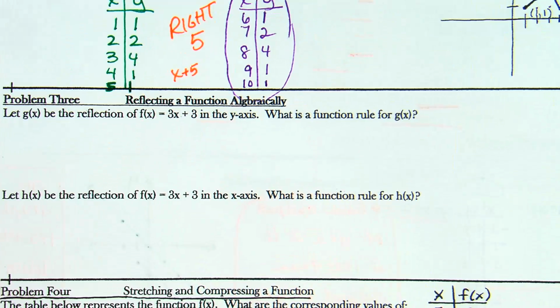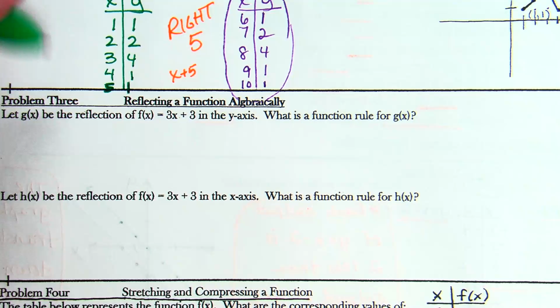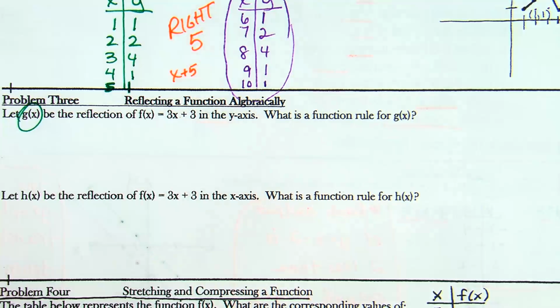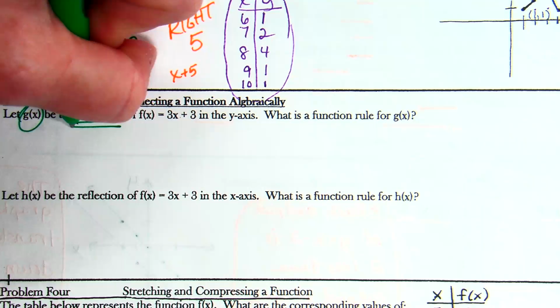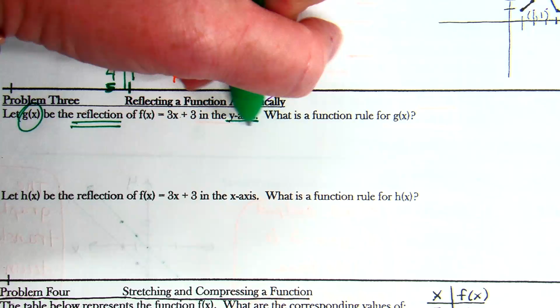Okay, so what's it want us to use? It says let g of x. So when I get done, my answer is going to be g of x. And what is it going to be? A reflection how? In the y-axis.